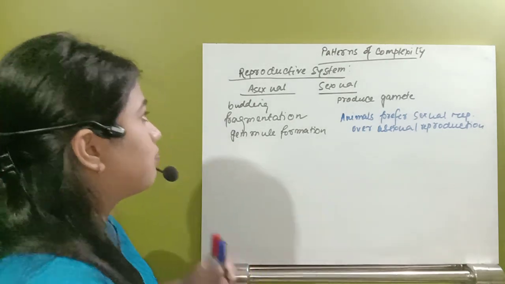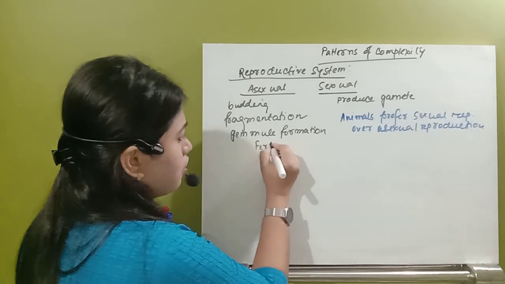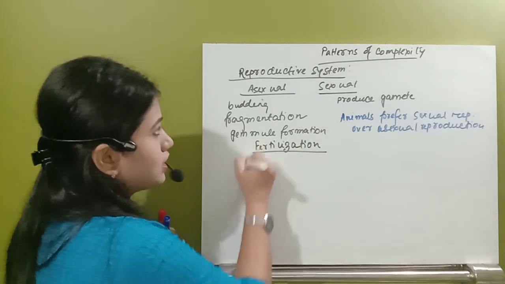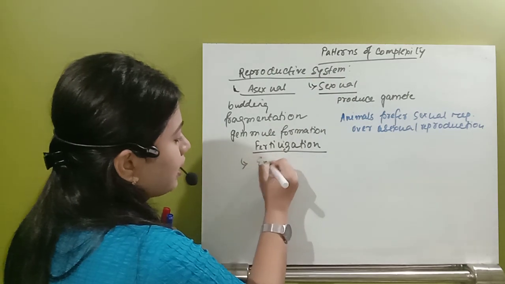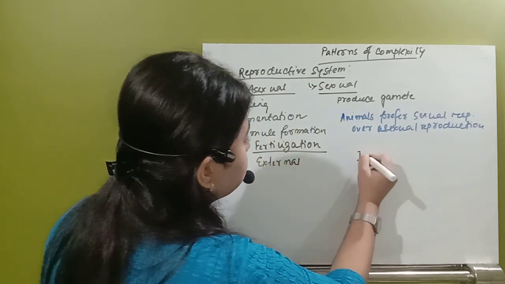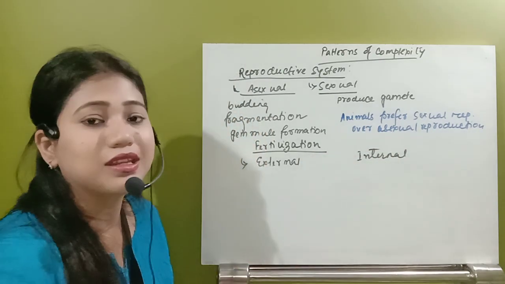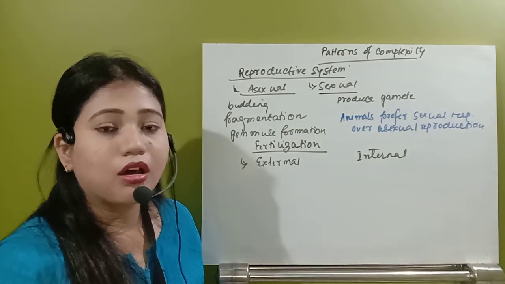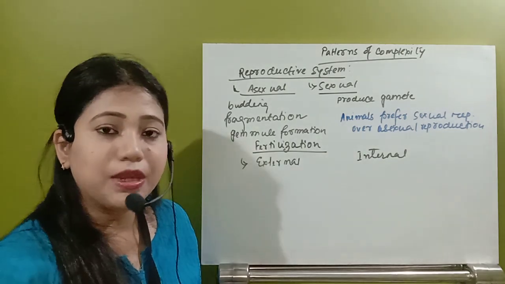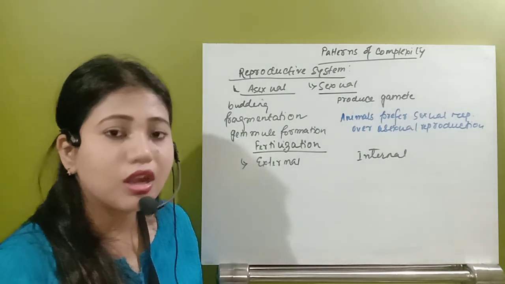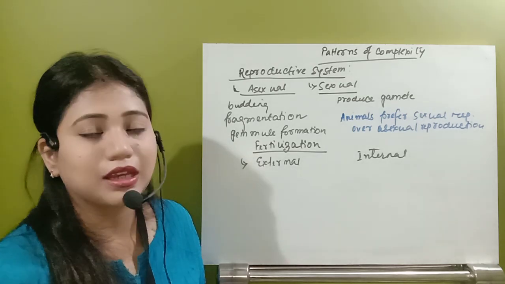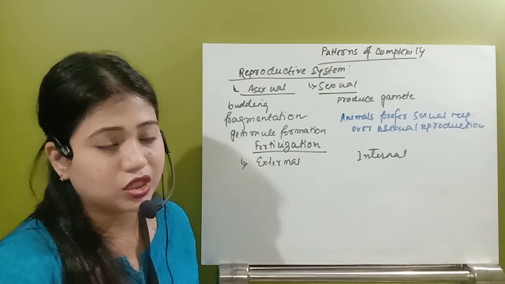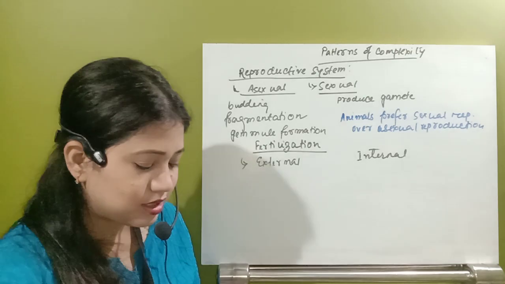Now just see the next type, that is fertilization. Fertilization can be of two types: it can be external and it can be internal. Now just see what external and internal fertilization are. External fertilization means where the organism produces its gametes, but the meeting of male and female gametes occurs outside the body in a different medium. Basically, in the water, the meeting of male and female gametes occurs. That type of fertilization is known as external fertilization. You can see a pond.